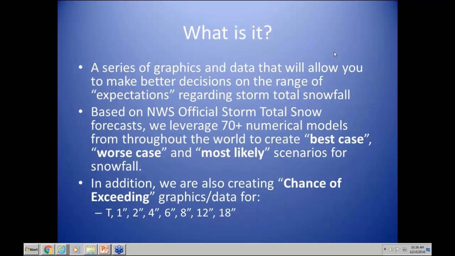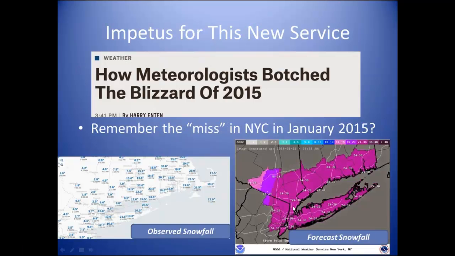We're going to also give you the probabilities of seeing certain accumulations in increments from a trace of snow to 1, 2, 4, 6, 8, 12, 18 inches. So what's the chance that we may have accumulations reaching a certain amount? Kind of going back to why this came about, and this was an example from New York City.